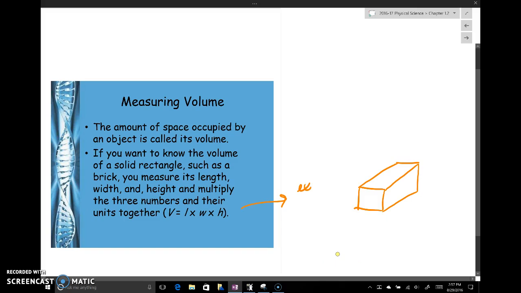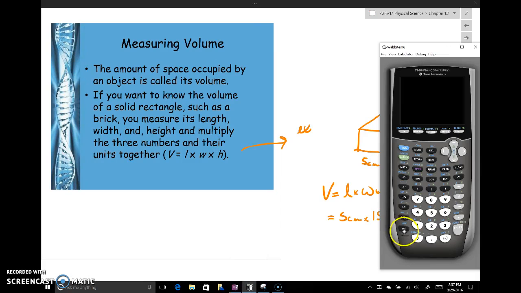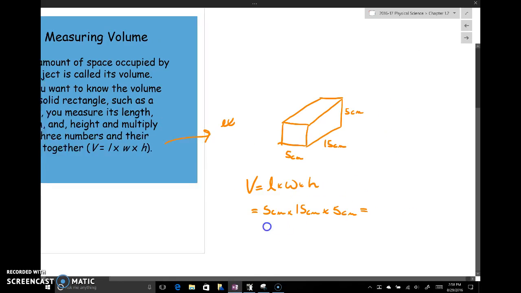Let's say that this brick is 5 centimeters by 15 centimeters by 5 centimeters. So we could find the volume by doing the volume equals the length times the width times the height, which in this case is going to be 5 centimeters times 15 centimeters times 5 centimeters. We're going to get 375.